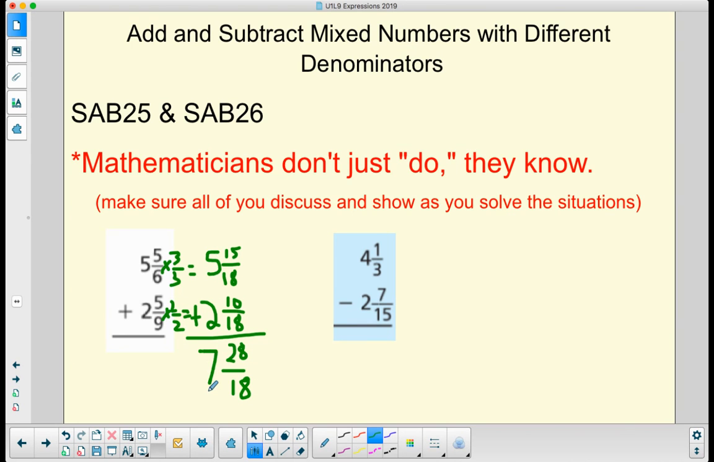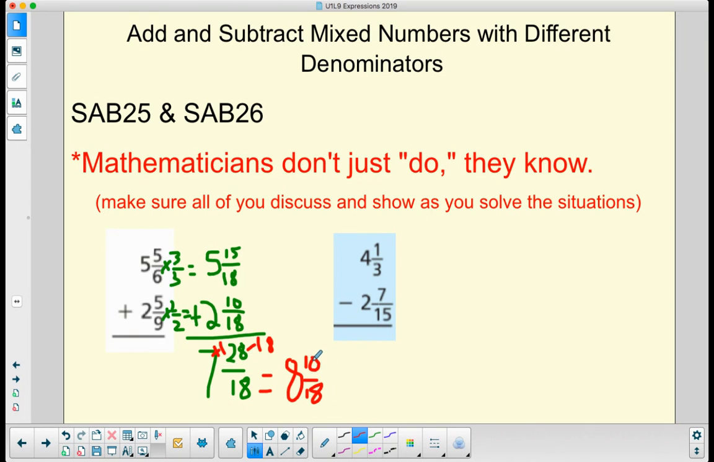5 plus 2 is 7. Now, I notice I can take a whole out of 25/18, which makes sense. Both of these are greater than a half. So how many 18ths make a whole? 18 of them. So I'm going to group 18 of these 18ths. That'll leave me with 10/18 left. Those 18/18 are going to give me one more whole. 7 plus 1 is 8. I end up with 8 and 10/18.